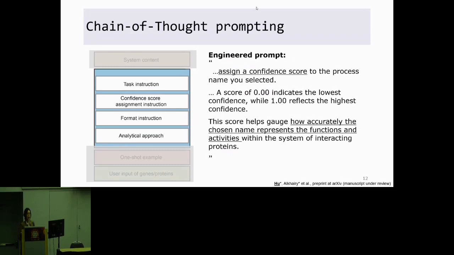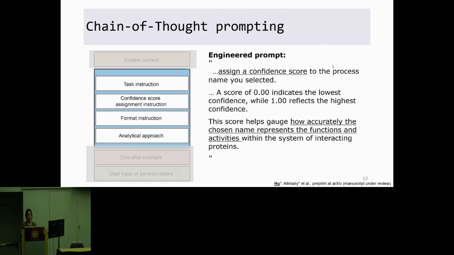And we also introduce a concept called confidence score to the LLM. So we ask it to provide a confidence score. We told it what it means by 0 and 1, meaning the lowest and highest. And we give a definition of confidence, which is how accurate the chosen name is representing the functions of this cluster.